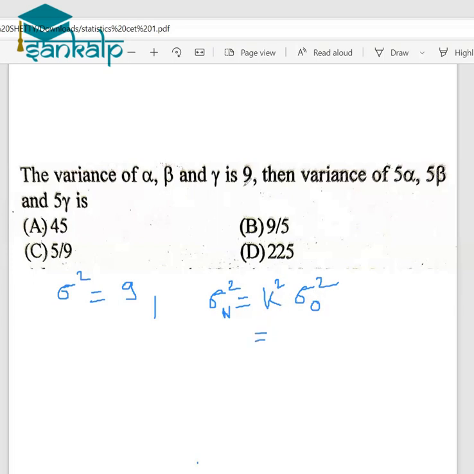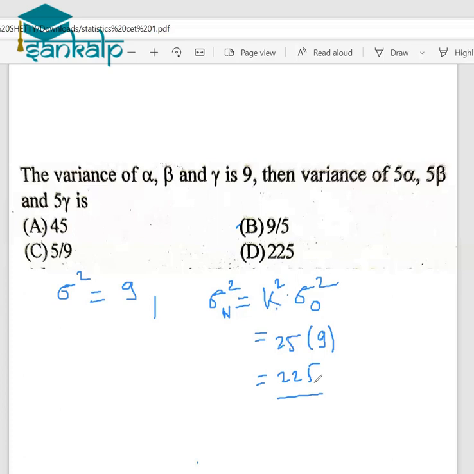Okay, so the original variance value is 9, and the value of k is 25. So this will be 25, because the constant here is 5. So k square will be 25, 5 square. 5 square is 25, and the original sigma value is 9. So 25 into 9 is equal to 225. So the new sigma square, that is the new variance, will be 225.